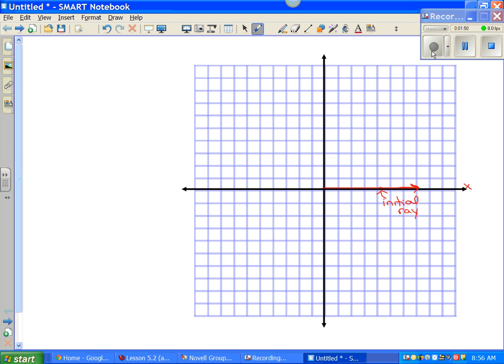What's a vertex? Describe a vertex. You all took geometry, right? What's a vertex? What part of the angle is the vertex? Where it comes to a point. Okay, so here's my vertex, right? Where it comes to a point. The vertex is at the origin. Okay, this is the vertex.